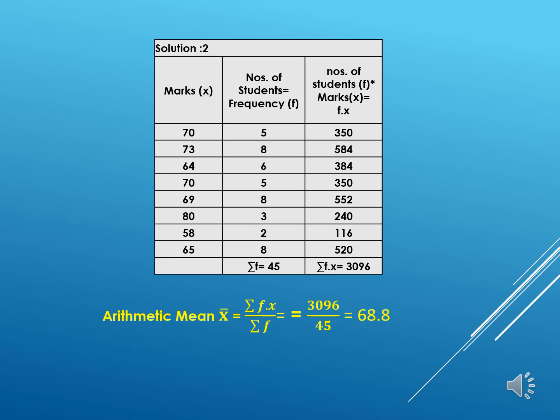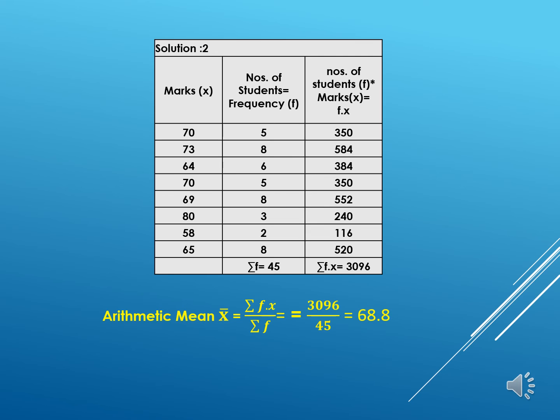So after writing the product of marks and frequency in the column number 3, just add all the data, that is 350 plus 584 plus 380 plus 350 plus 552 plus 240 plus 116 plus 520, which is equal to 3096. Add all the frequency data, that is 5 plus 8 plus 6 plus 5 plus 8 plus 3 plus 2 plus 8, which is equal to 45.